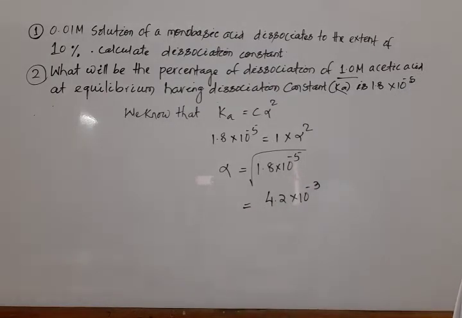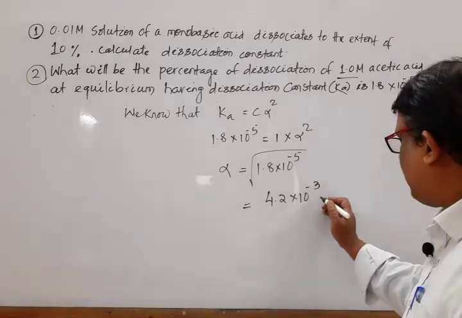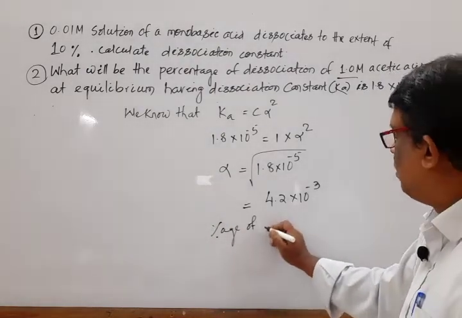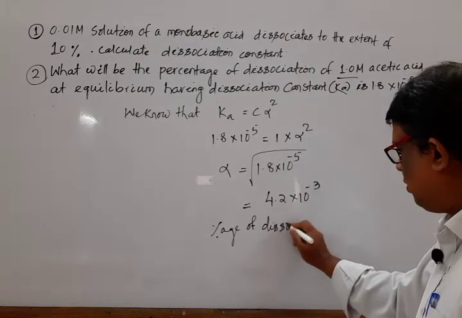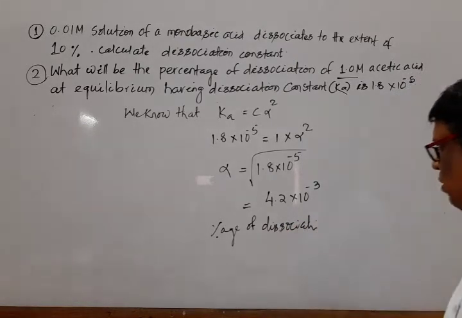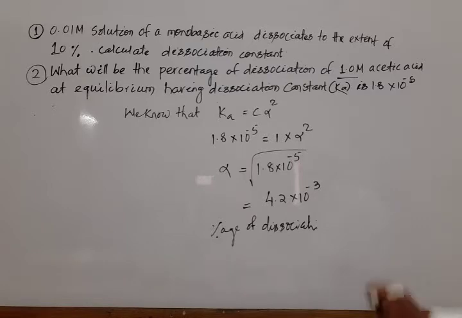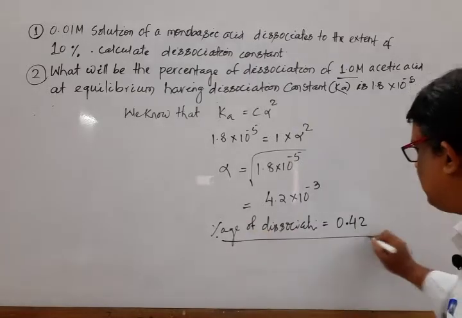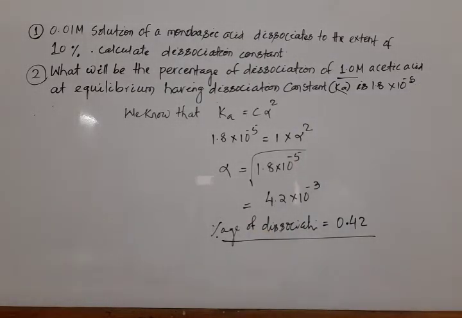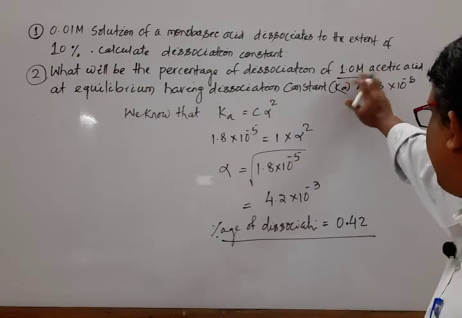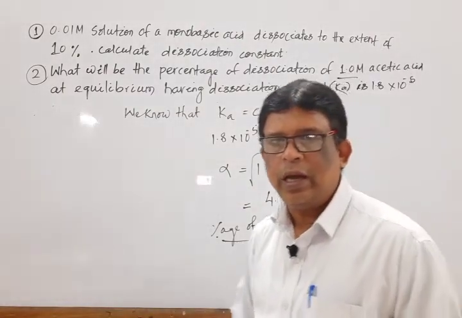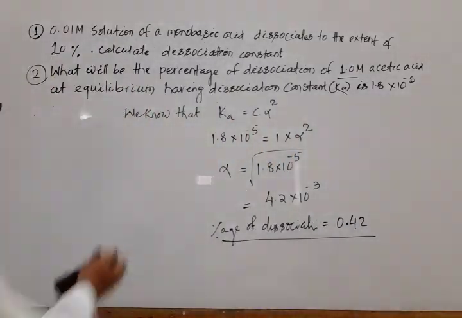Then the question is to calculate the percentage of dissociation. So if we multiply this by 100, then the percentage of dissociation is equal to 0.42. It is the percentage of dissociation of the 1 molar acetic acid solution at equilibrium. Okay, move to the next question.